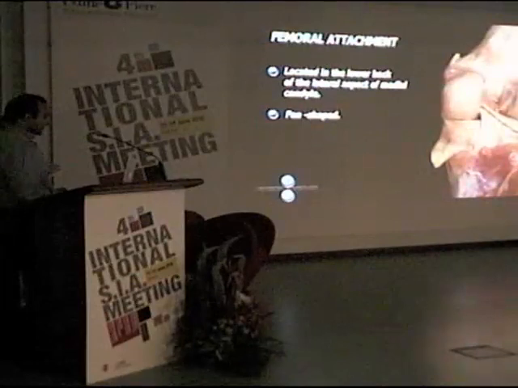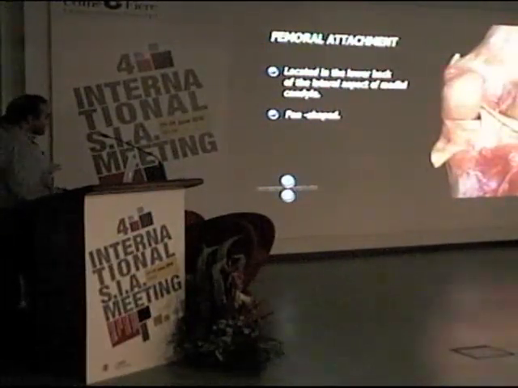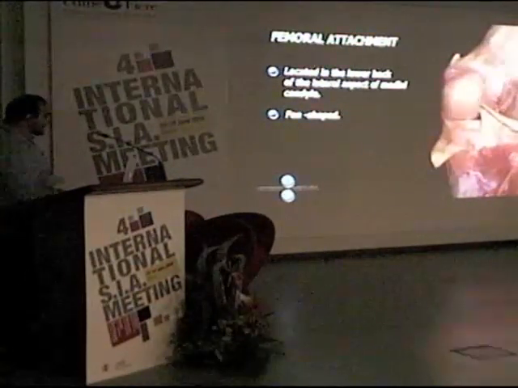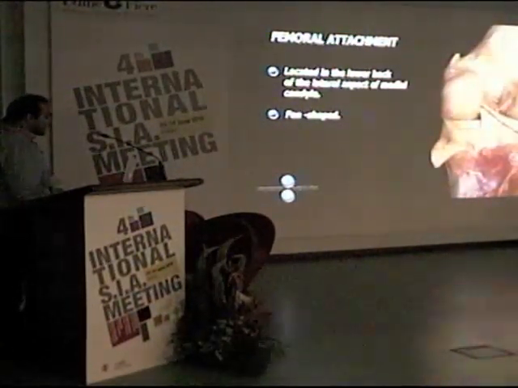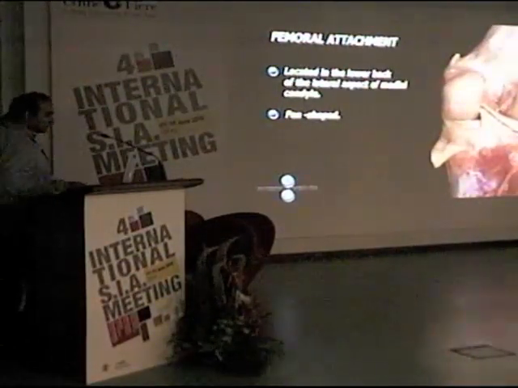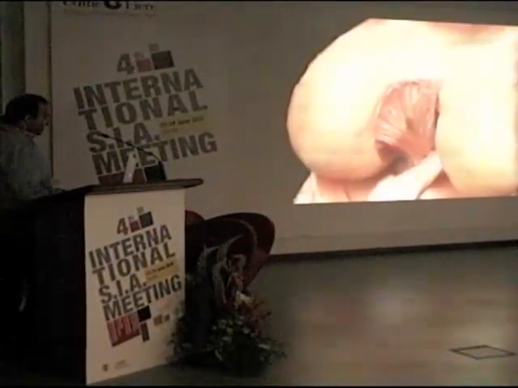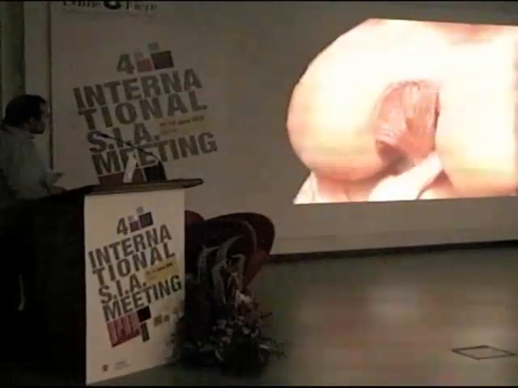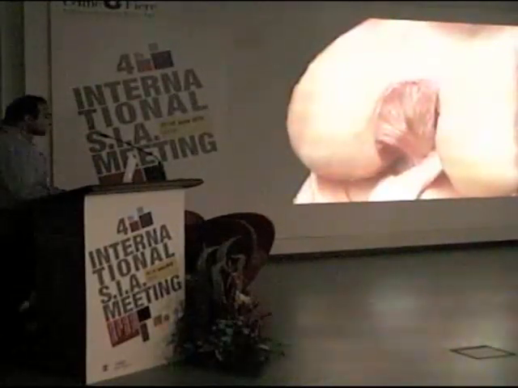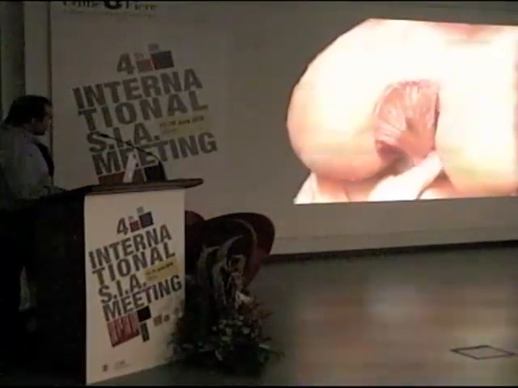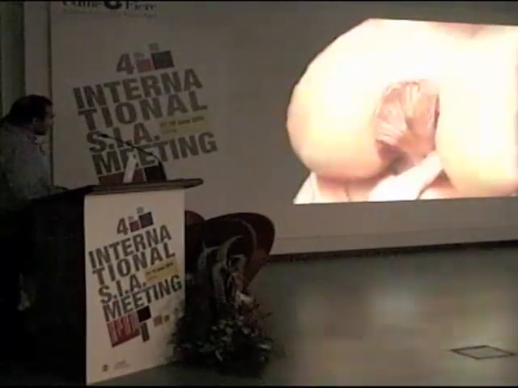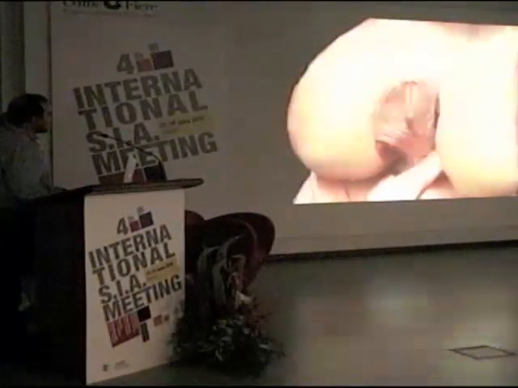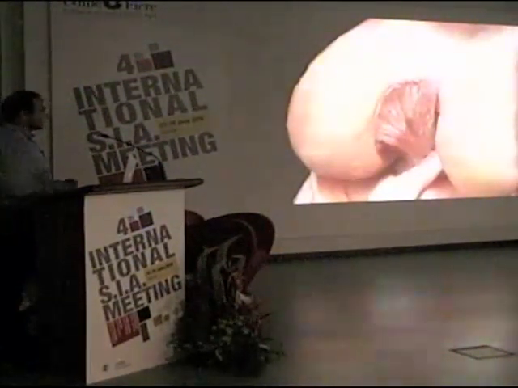The femoral attachment is located in the lower back of the lateral aspect of the medial condyle, and it has a fan shape. In this slide we see the knee extended, but we are used to seeing it with the knee flexed and in the anterior view. This is the image of the attachment. On this slide we can clearly see its fan-shaped attachment, and anteriorly we can differentiate another fascicle. This is the anterior meniscofemoral ligament, the Humphrey ligament, when it is present.